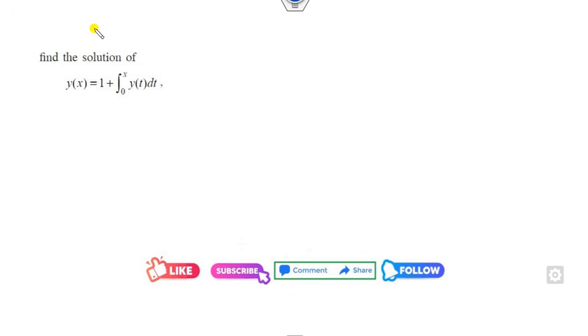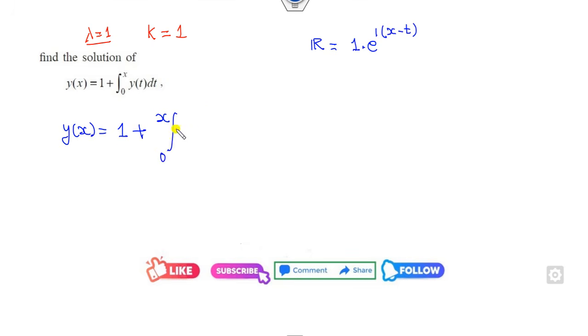Okay, look at this another one. Again it's from 0 to x. Lambda is my 1. What is the kernel? 1. Clearly it satisfies all these properties. So the resolvent kernel will be 1 into lambda is my 1, x minus t. So the solution will be y of x is 1 plus integral 0 to x 1 e raised to power x minus t into f of t.